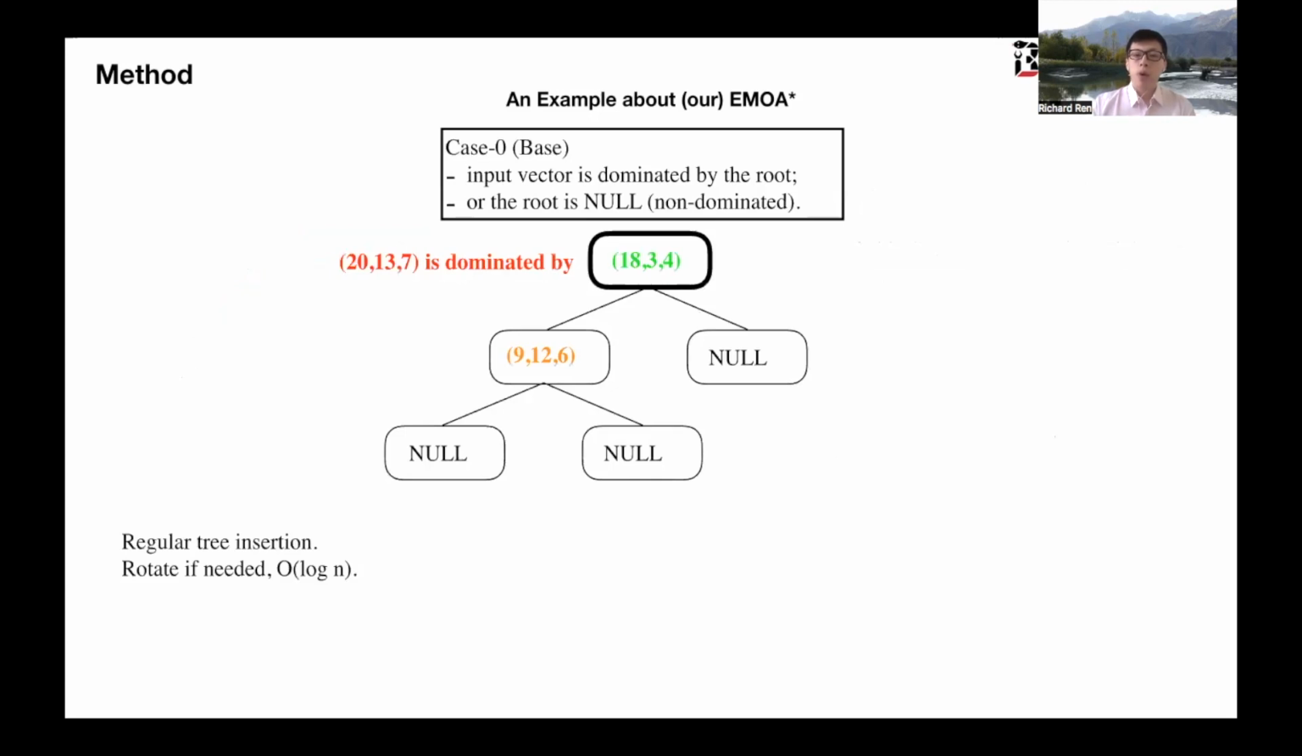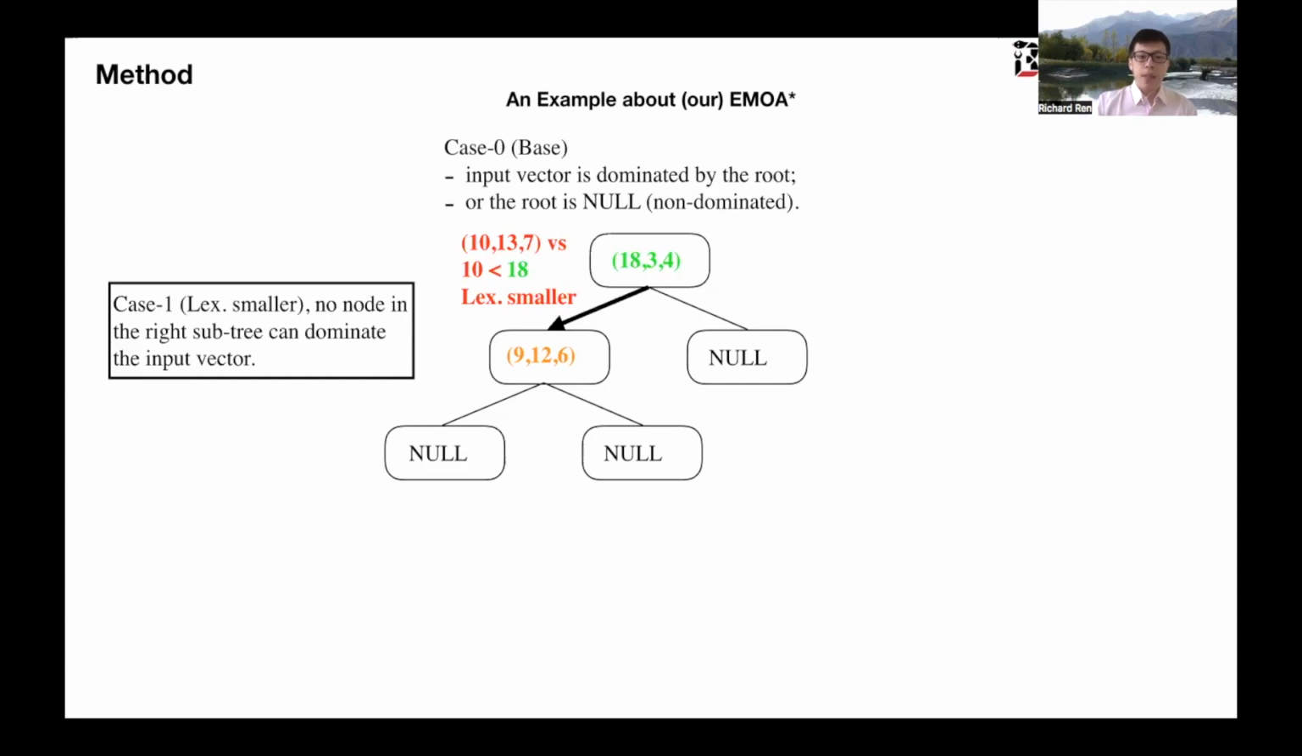Okay, now we're going to leverage this tree and traverse it recursively to check for dominance. And there are 3 cases. The first one is the base case. So if the input vector is dominated by the root, then it will be discarded. Or if the root node is empty, then the input vector is non-dominated, and it will therefore be inserted into the tree by using a regular tree insertion operation. And also note that tree rotation will be conducted when needed, which takes log n time.